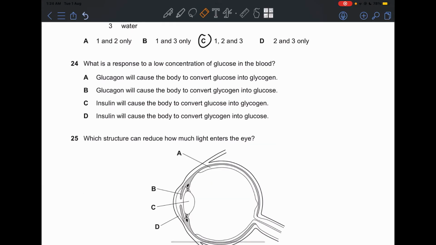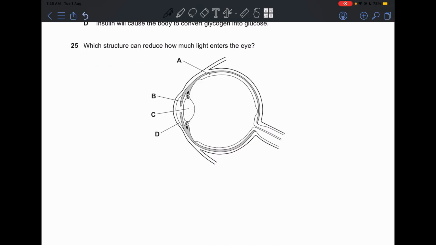24. What is a response to a low concentration of glucose in the blood? Of course, as we all know, glucagon will be produced. This is the hormone that converts glycogen, which is the glucose storage in our body, to glucose. So our answer is going to be B. 25. Which structure can reduce how much light enters the eye? This is actually the iris, so our answer is going to be B.